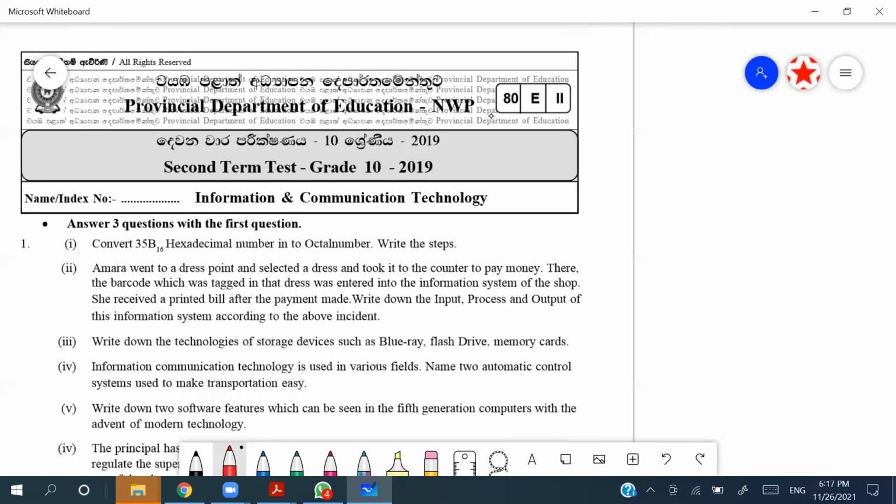So input. The input means the things that you are going to put in, right? So what's the input for the information system? It is the barcode. So you can straight away say the input is going to be the barcode, as well as, here they say when she gave the money, she received a particular bill. So to prepare the bill, the information system needs the money which is given by Amara, right?